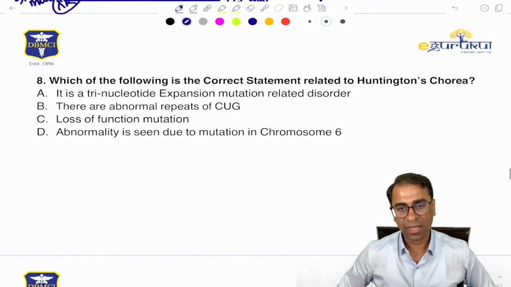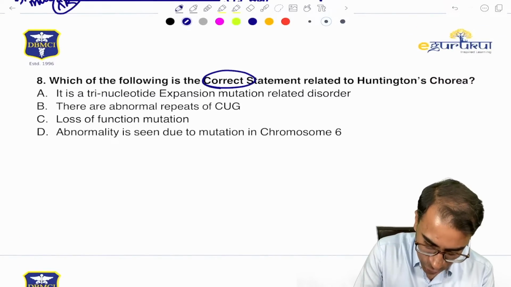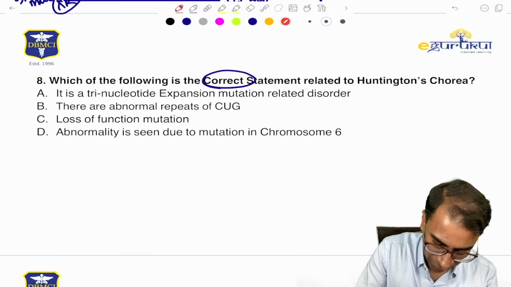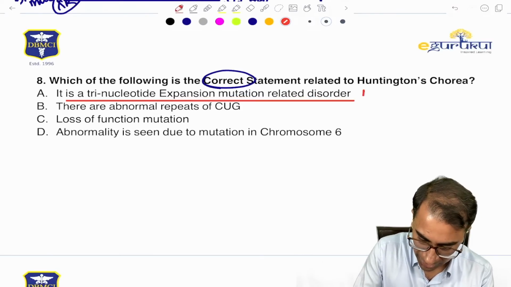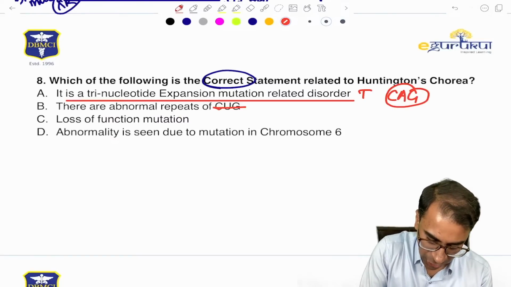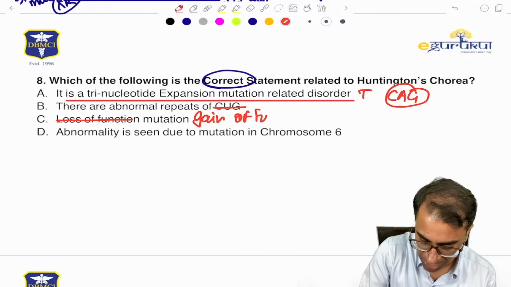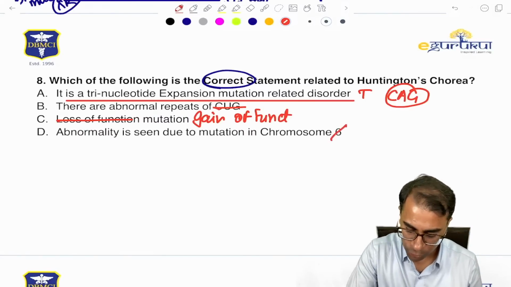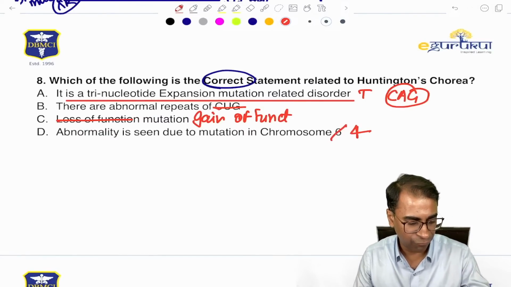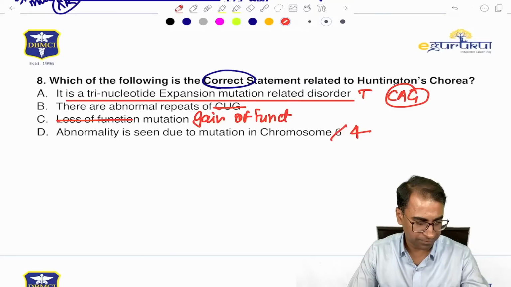The following is a correct statement for Huntington disease. Correct statement is being asked. It is showing you a trinucleotide repeat. Yes, very true. And what is that? CAG. Okay, not COG. Loss of function does not happen, gain of function mutation happens in this. Gain of function mutation happens, and chromosome number 4 is the main chromosome involved in this case.